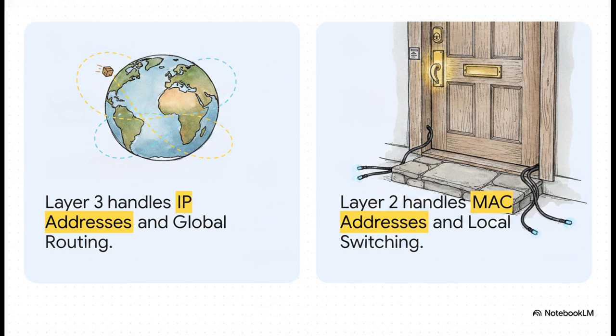Now, Layer 2 uses MAC addresses, which are actually physically burned into a device's network card. This handles local switching, meaning it moves the data hop to hop across the immediate local physical network to finally reach the exact correct machine. Basically, Layer 3 gets you to the right city, Layer 2 gets you to the correct physical front door.